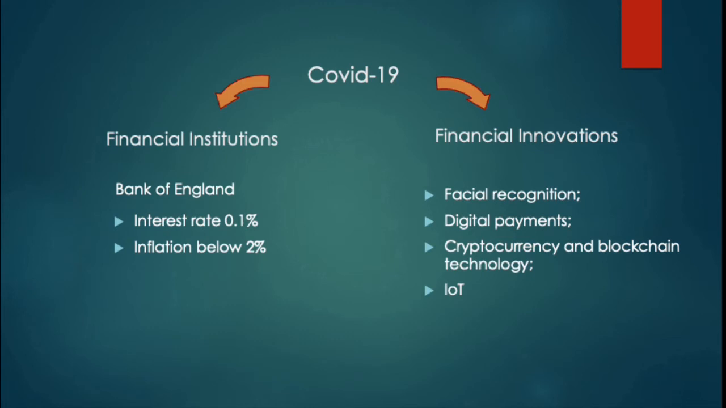The pandemic accelerated the development of financial technologies. The usage of facial recognition, digital payments, and digital money can support online trading. Moreover, the implementation of blockchain technology in the supply chain can allow businesses to monitor and control deliveries in real time. The Internet of Things can help in predicting the demand in online trading.